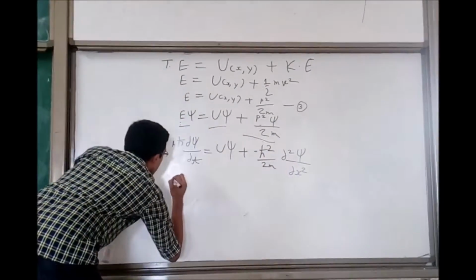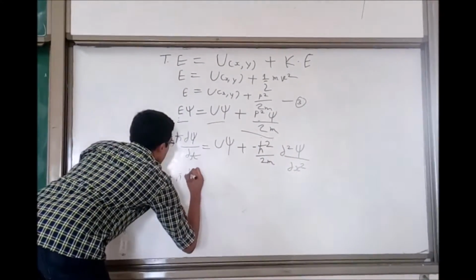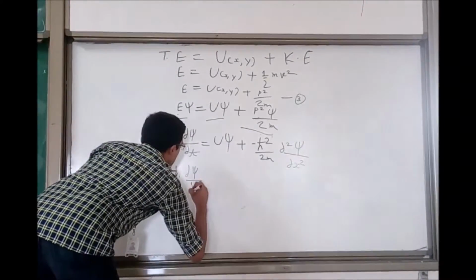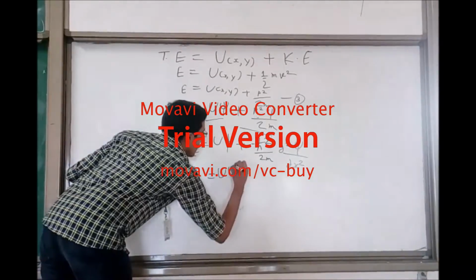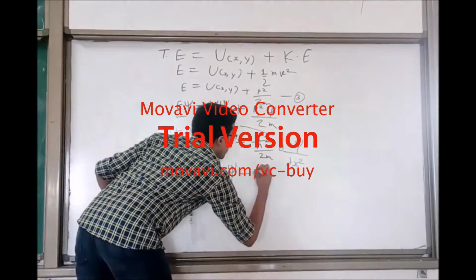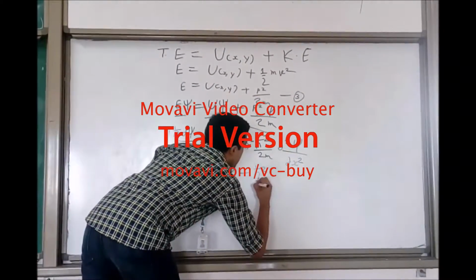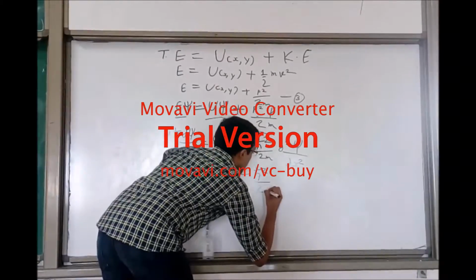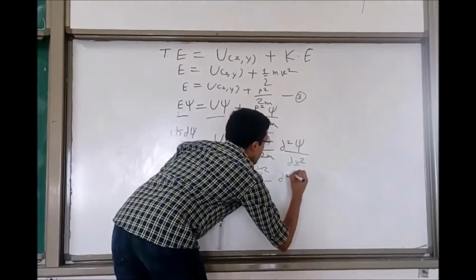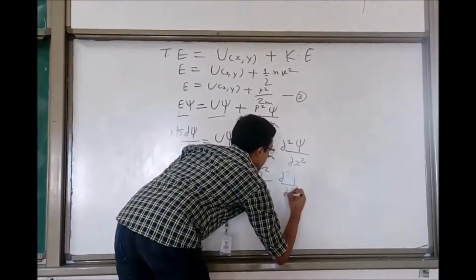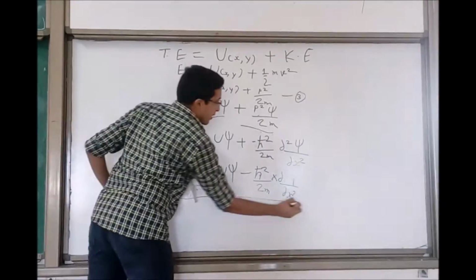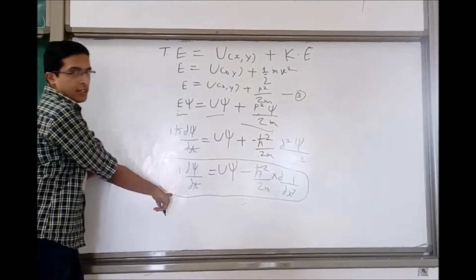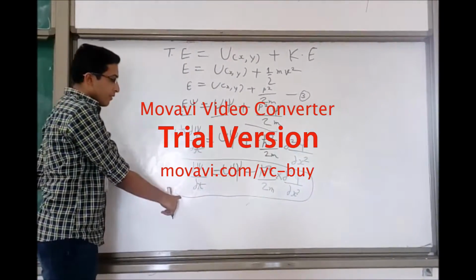So the final equation will be iħ dψ/dt equal to Uψ minus ħ²/2m d²ψ/dx². This is the required Schrodinger equation in time-dependent form.